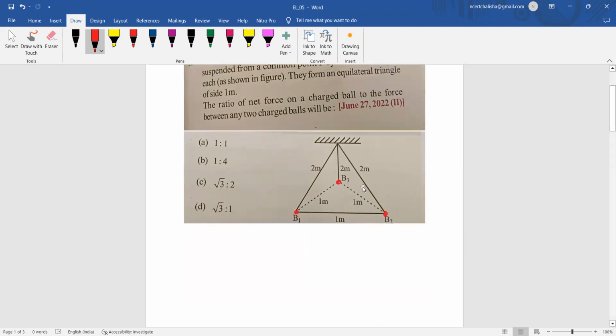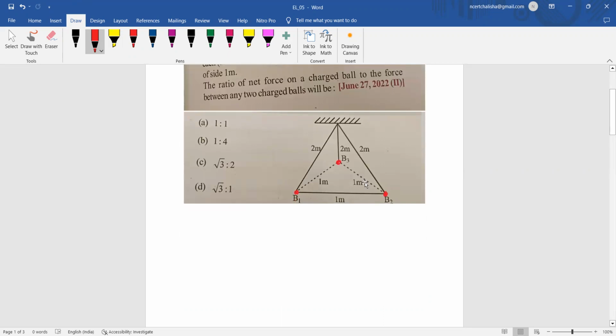So this is actually asking you the ratio between the net force on the charge ball. So what will be the net force on the charge ball? When you go for the net force, you have to particularize because of the identical nature of the charges and equal charge placed over there. So I'm considering one charge to be here, of charge Q, another charge here, charge Q, and the third charge here. They form an equilateral triangle.